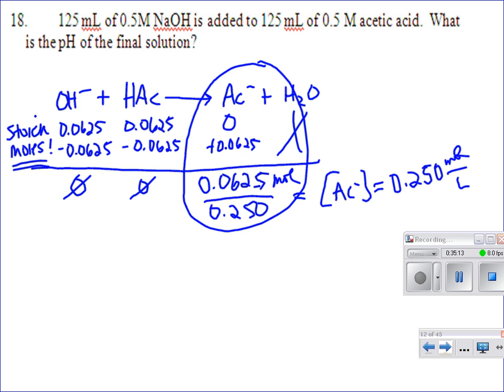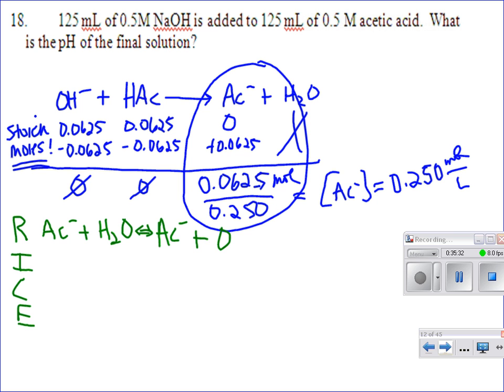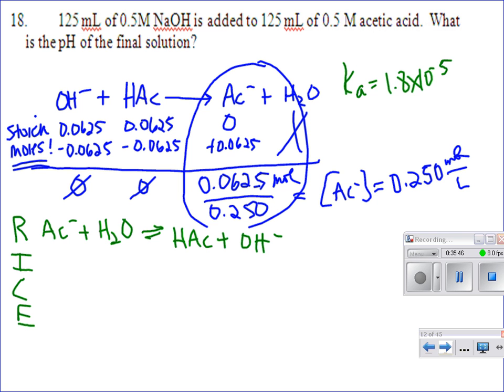Now I heard someone say earlier, take it, add it to water, and we're going to put it in a rice table. So we're done with this problem. Don't look up here anymore. Finished. Just look at that molarity. So we're going to have the acetate. We're going to add it to water, and we're going to get AC minus plus, not AC minus, how about HAC plus OH minus. One thing which would have been given to you in all problems is your K. So we're going to have an original concentration of 0.250.